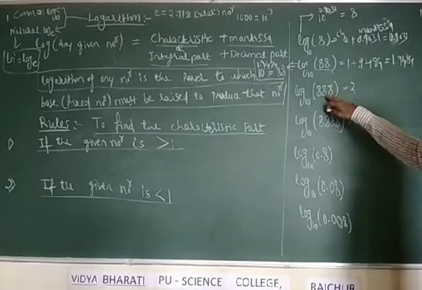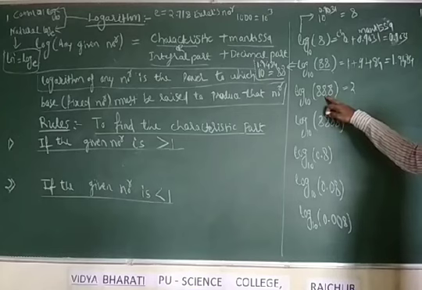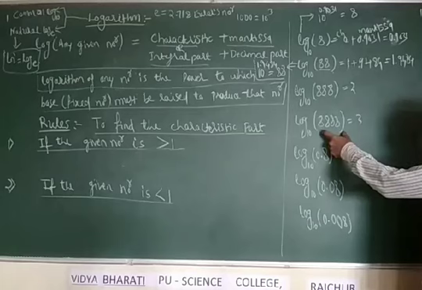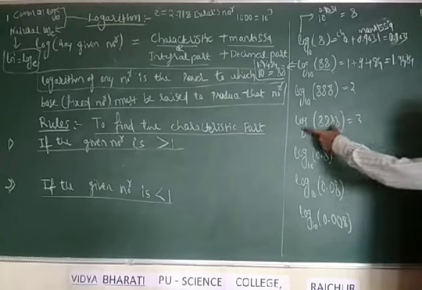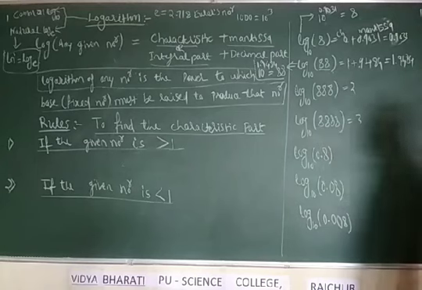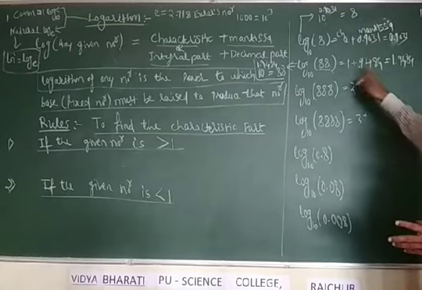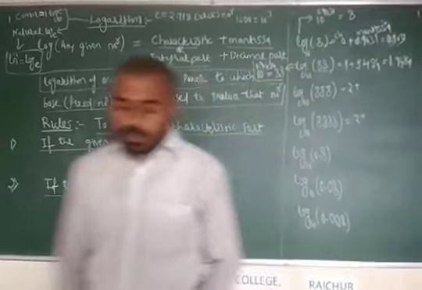Does the given number belong to the 100th place? If it does, then its characteristic will be 2. Does it belong to the 1000th place? If it does, then its characteristic is equal to 3. Later we can find their mantissa parts. Once you find the characteristic and the mantissa, both together give us the logarithm of a number. How to find the mantissa? That I will tell you.